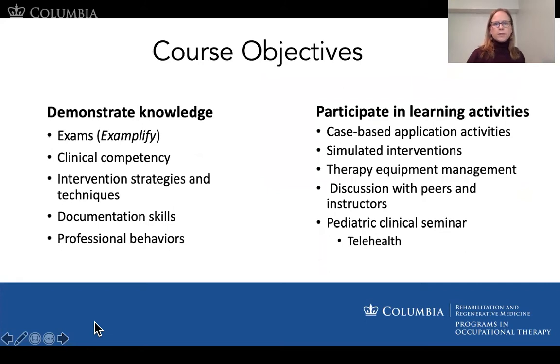In order to fully understand the course, I'd like to share the overall objectives that guided the course design and the student experience this past fall. Our program adheres to accreditation standards, and therefore for this course, students are required to demonstrate knowledge related to human development, pediatric conditions, assessment and interventions to address performance and participation in daily life. Students, as developing clinicians, are required to demonstrate knowledge on exams, competency in administering assessments and interventions, documentation skills, and exhibit professional behaviors consistently. In order to develop and demonstrate skills, students participate in a variety of learning activities.